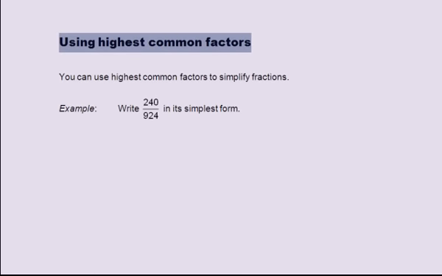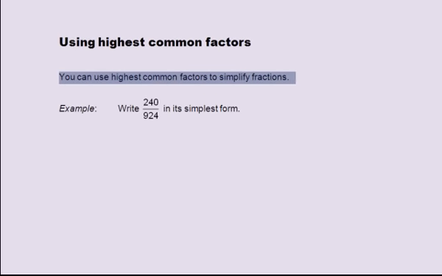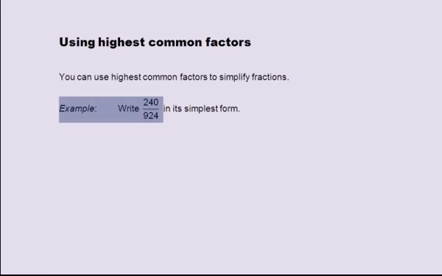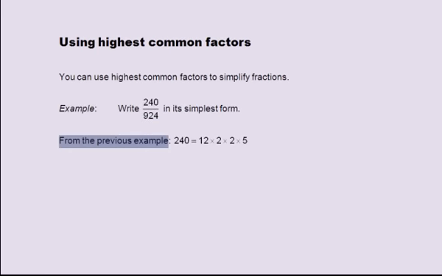Using highest common factors. You can use highest common factors to simplify fractions. For example, write 240 divided by 924 in its simplest form. From the previous example, 240 equals its highest common factor 12 times 2 times 2 times 5. As 2 times 2 times 5 equals 20, you can write 240 equals 12 times 20.